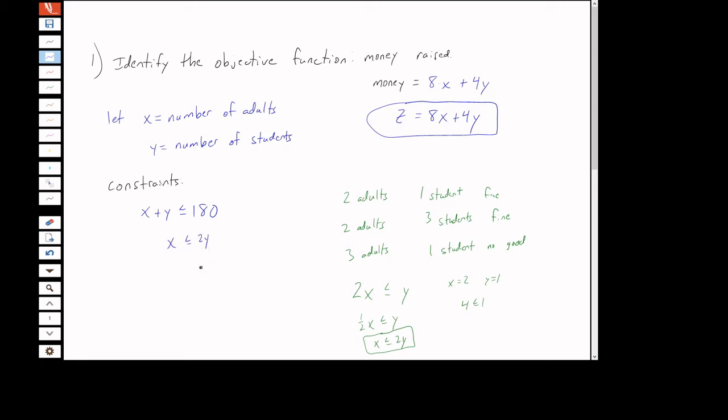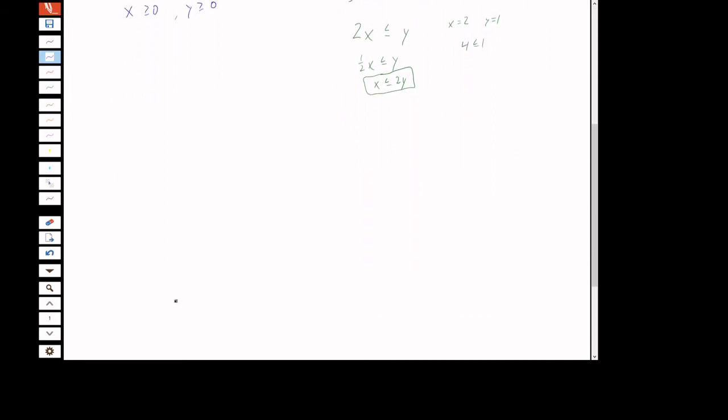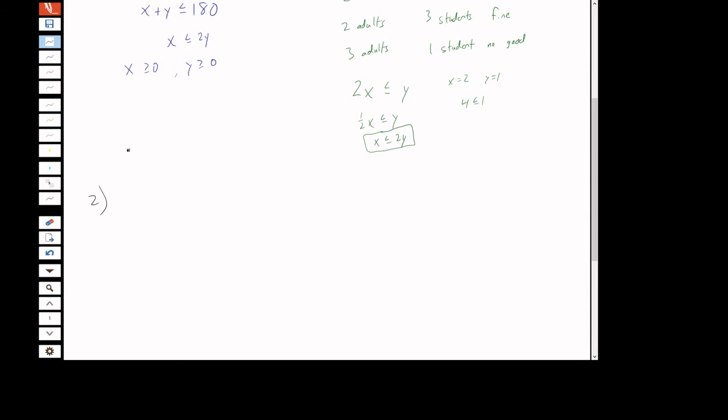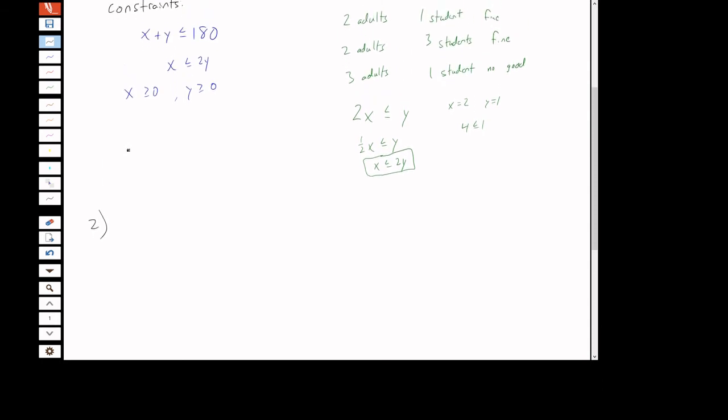There are 2 more inequalities that are not mentioned anywhere in the problem, but are just inherent in what we're doing. We can't have a negative number of people, so x has to be greater than or equal to 0, and y has to be greater than or equal to 0. Okay. So we've identified and written down our objective function, and we've identified and written down our constraints. That's our first step, out of probably 4. All right, step number 2. Now that I have these constraints written down, what I want to do is graph them.